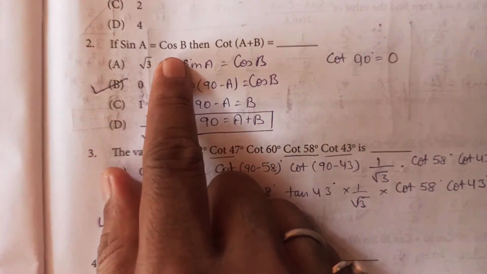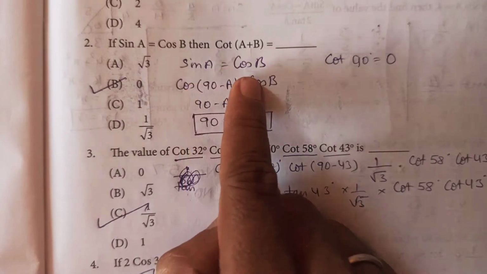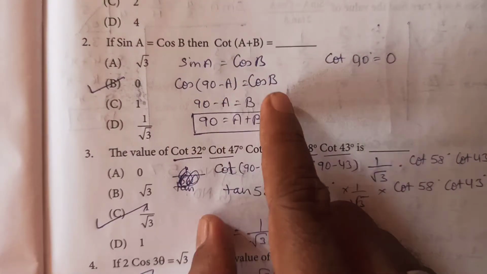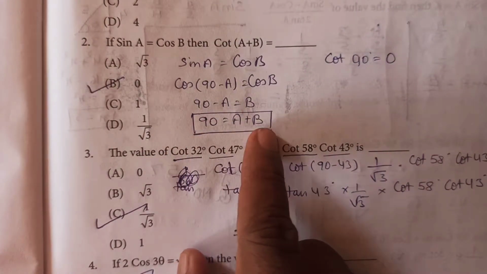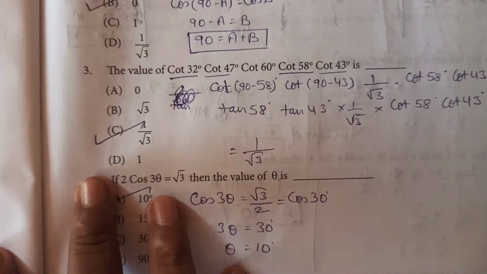If sin A is equal to cos B, then what is cot (A plus B)? If sin A is equal to cos B, then cos (90 minus A) is equal to cos B. So 90 minus A is equal to B. Therefore 90 is equal to A plus B. Hence cot 90 is equal to 0 degrees.